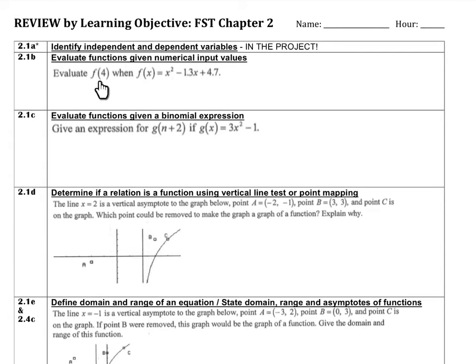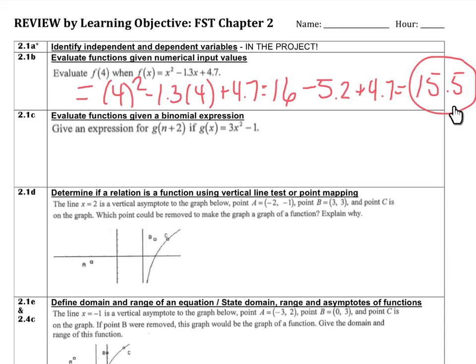Here they want you to find f of 4 when f of x is this given function. Notice that f of x here now wants you to put a 4 in the place of an x. So you're going to take the 4 and replace all the x values with that and simplify and see what you get. When you do that, you will get the answer of 15.5.